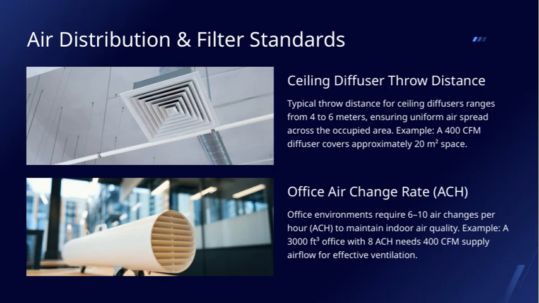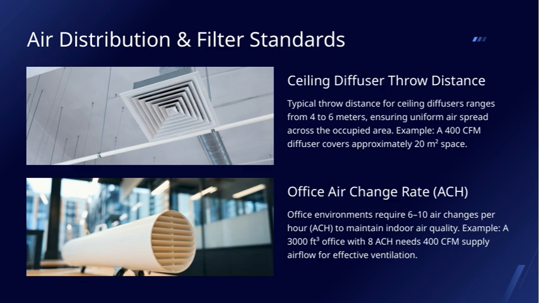Let's talk about office environments and how we ensure good air quality. Typically, offices need between 6 to 10 air changes per hour, or ACH, to keep the indoor air fresh and healthy. For example, if you have a 3,000 cubic foot office space and you're aiming for 8 ACH, you would need about 400 cubic feet per minute of supply airflow. This helps to effectively ventilate the space and maintain good air quality.